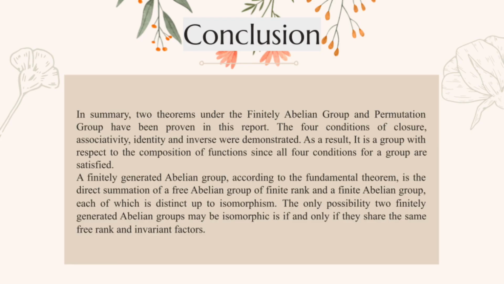In summary, 2 theorems under the finitely generated abelian group and permutation group have been proven in this report. The 4 conditions of closure, associativity, identity, and inverse were demonstrated. As a result, it is a group with respect to composition of functions since all 4 conditions for a group are satisfied. A finitely generated abelian group, according to the fundamental theorem, is the direct sum of a free abelian group of finite rank and a finite abelian group, each of which is distinct up to isomorphism. Two finitely generated abelian groups are isomorphic if and only if they share the same free rank and invariant factors.